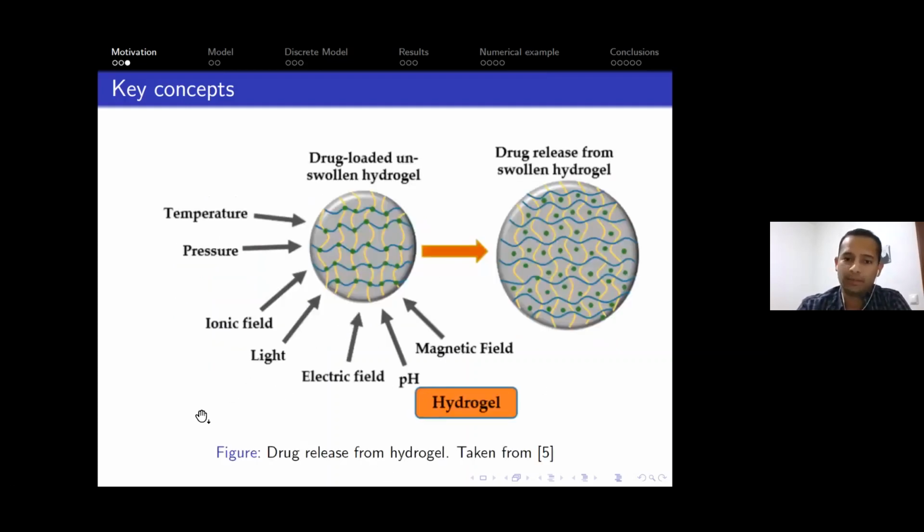Here you can see a picture, a cartoon, let's say, of the technique. You can see the polymeric network, the hydrogel, containing some tiny spheres trapped into the network. After applying one of these external stimuli, the drug gets released. Of course, this is a gradual process over time. So after a moment, there will be some drug that is free to diffuse into the medium, and some drug that is still trapped in the network.